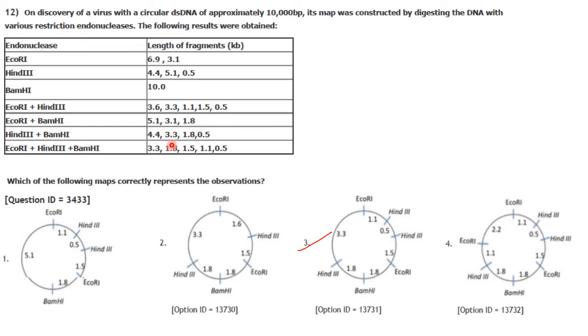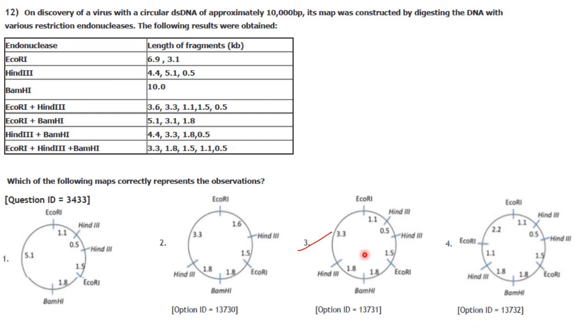So it is 3.3, 1.8, 1.5, 1.1 and 0.5. If you see option 3, that is this one, you see that EcoR1, HindIII and BamHI. If you digest with EcoR1, you will cut over here. You can get 1.1, 0.5 and 1.5. These bands appear over here. But in between HindIII is there, so they will also digest between the EcoR1 digested fragments, giving rise to 1.1, 0.5 and 1.5. That is over here, 1.5, 1.1 and 0.5 band.